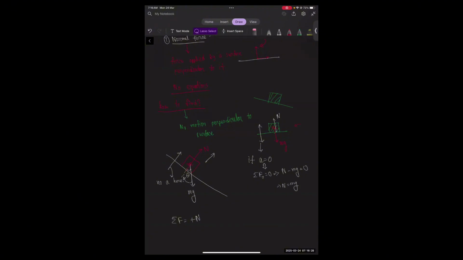Let me just clean this a bit. You have to move this to that side. Okay, so if this angle is theta, then you can project this force vector here. The projection will be this part, which is basically mg cosine theta. So you'll get minus mg cosine theta, and that should be equal to 0 because there is no acceleration in the perpendicular direction. That gives you n is equal to mg cos theta.